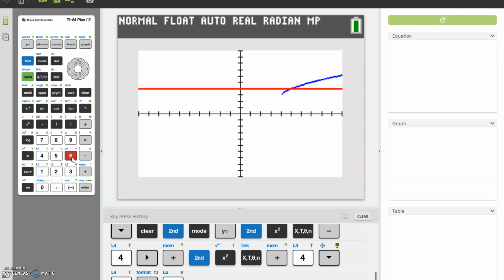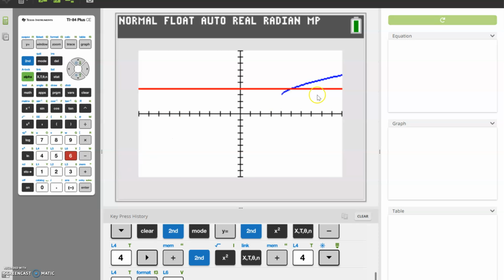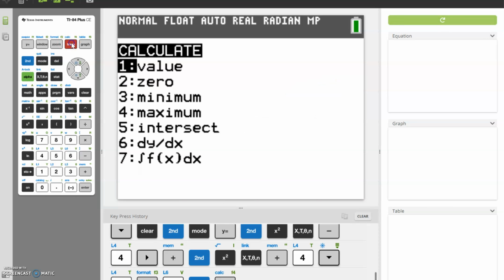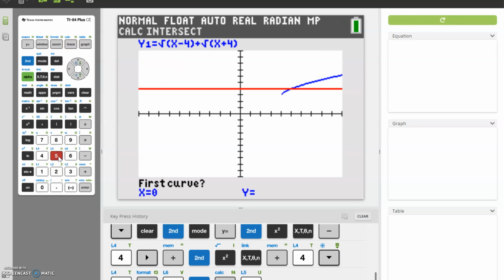What we want to note here is, since we have those two sides of the equation set equal to each other, our answer is going to lie where these two graphs intersect one another. In order to find that exact intersection point, instead of trying to eyeball it, which could become problematic, especially if our answer is a fraction or a decimal, we're going to hit second and trace. This opens up a list of options for us. We're going to select option 5 for intersect.